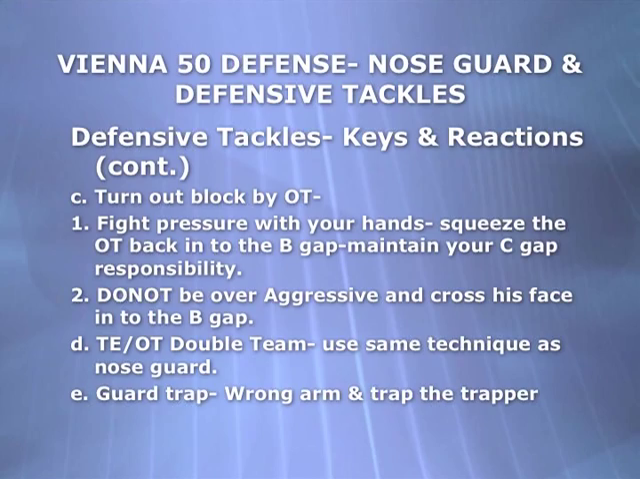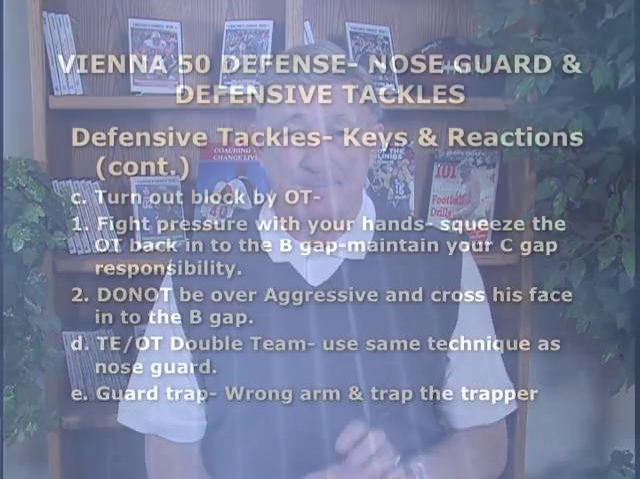Into the B gap and maintain your C gap responsibility. One of the biggest things for young kids is they will say, "Coach, I had the C gap. I maintained the C gap." I did not, I controlled my foxhole. And what we try to emphasize with our kids is try to take your offensive blocker and push him back into the next gap and make it much easier for your linebackers to play. Don't be content just to sit there and let there be a big B gap.